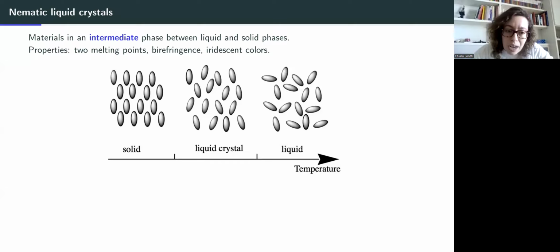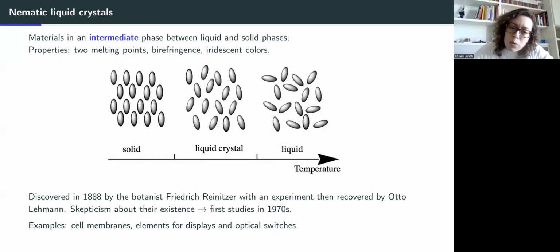They were discovered in 1888 by Reinitzer, a botanist, who found out that there existed a material that presented two melting points: cholesterol benzoate. Then all his experiments were recovered by Otto Lehmann through optical spectroscopy. However, many scientists did not believe that liquid crystals were a new material, and so the first important studies date to only 1970, around 50 years ago.